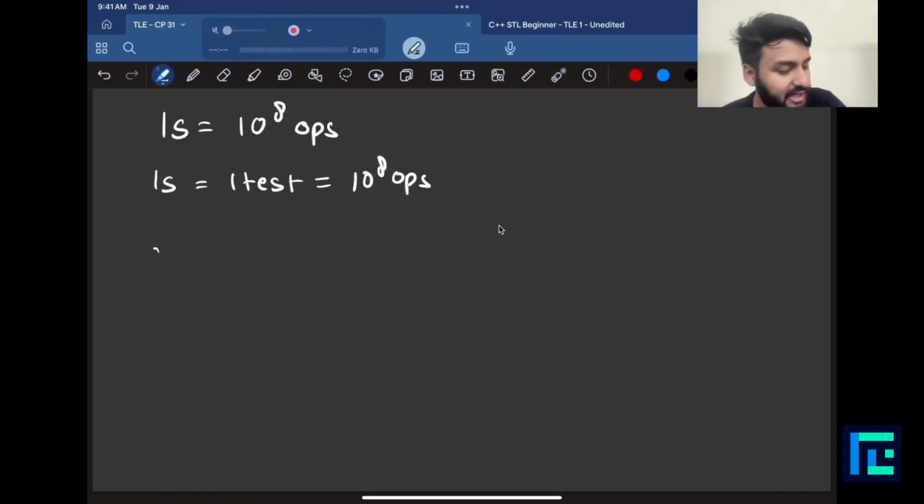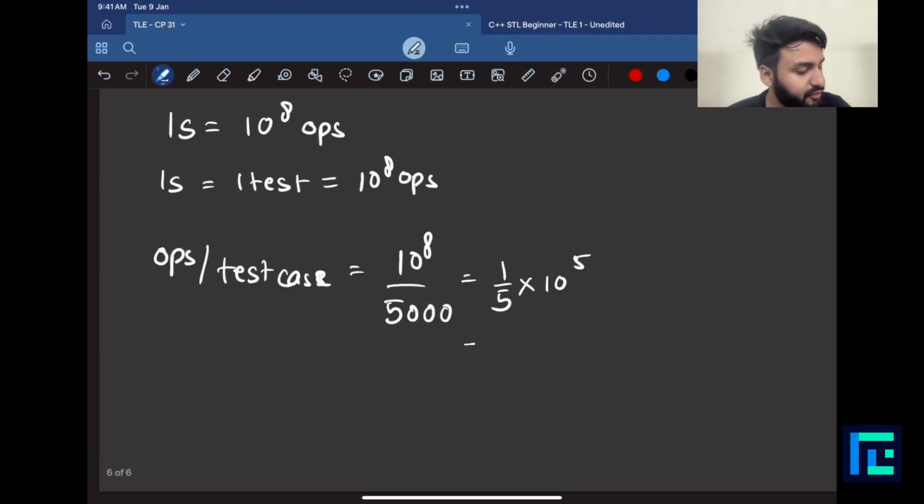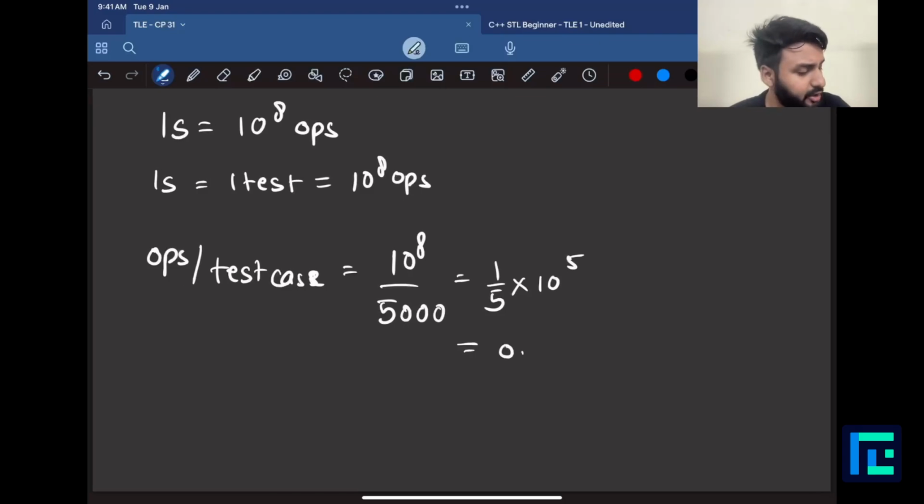So if I ask you the number of operations you can perform for each test case, that changes, right? This becomes 10 power 8 upon 5,000, the highest number of test cases you can have for each test. This becomes 1 by 5 into 10 power 5, which is 0.2 into 10 power 5, or to be specific, 2 into 10 power 4.